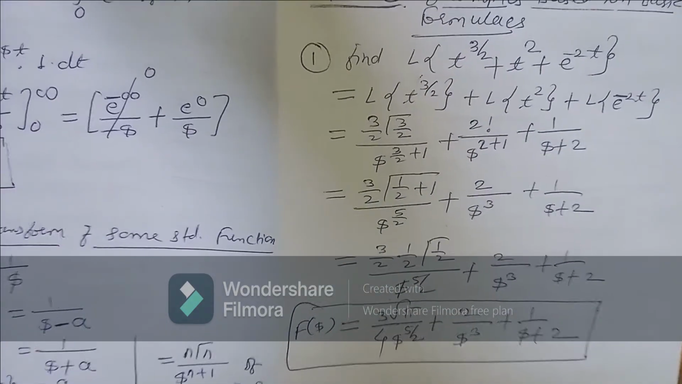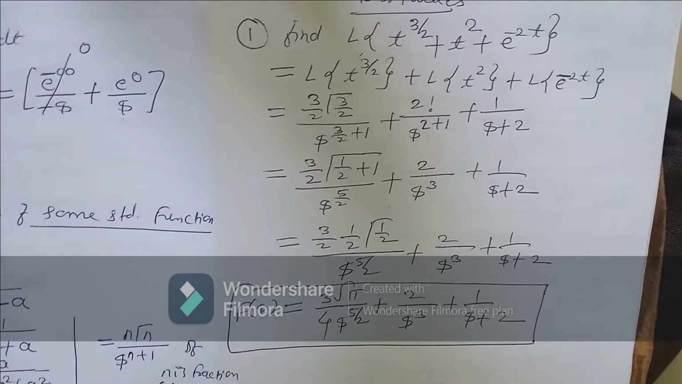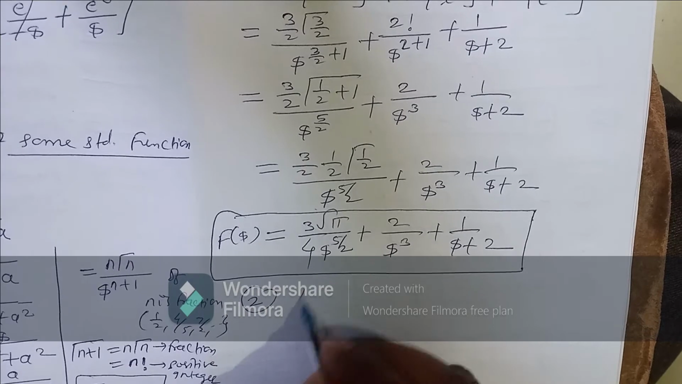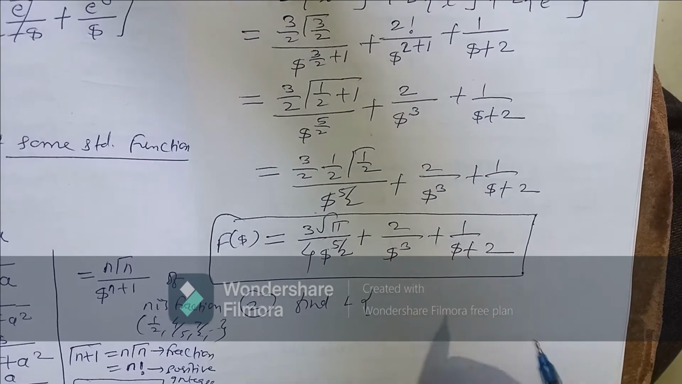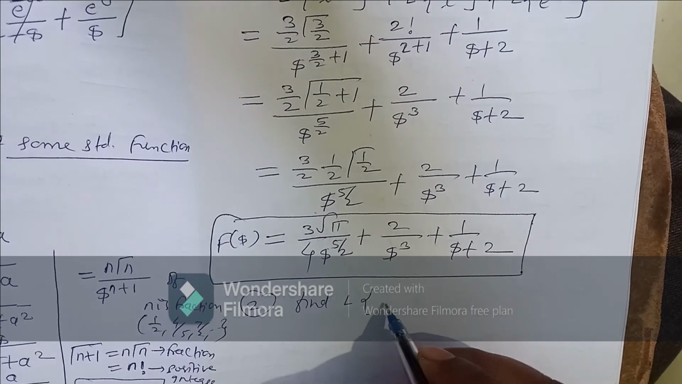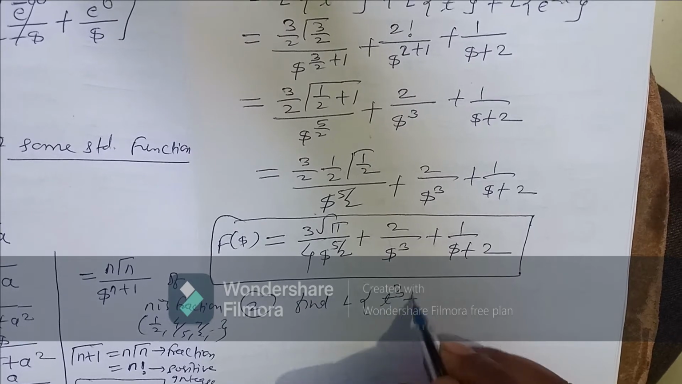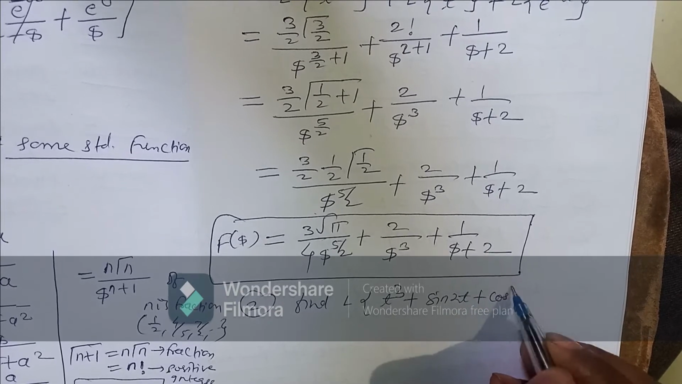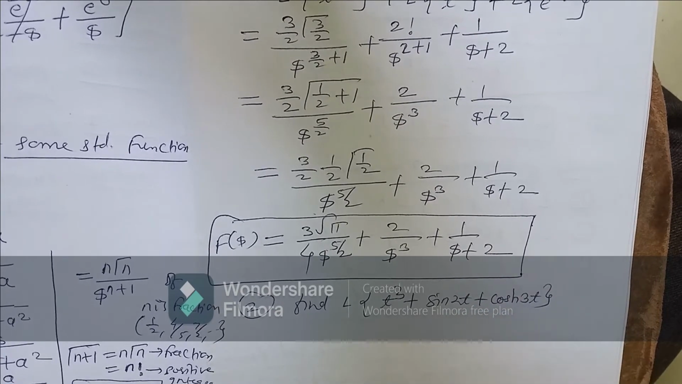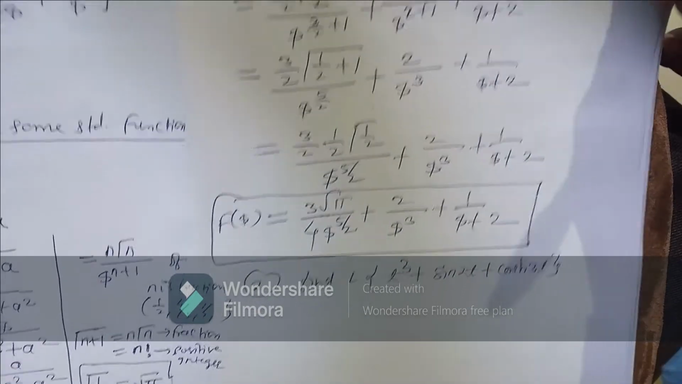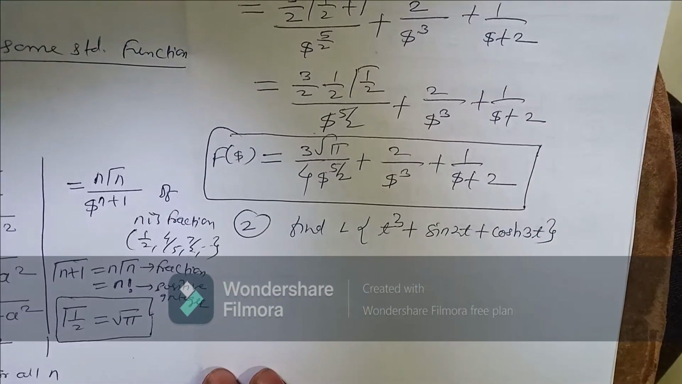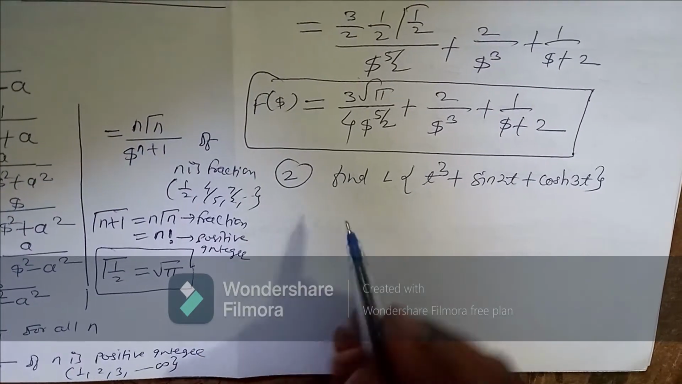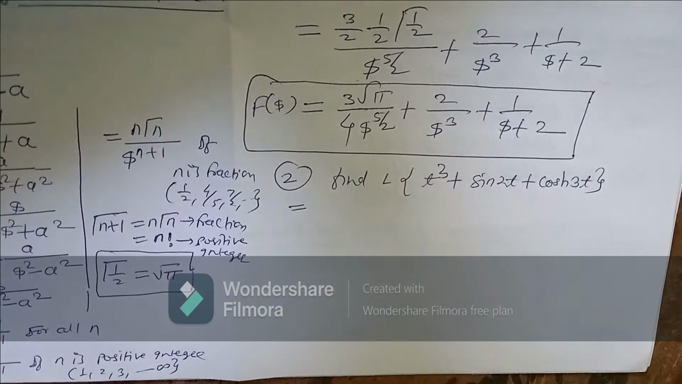Okay, now let us see the second example. Find Laplace transform of t raised to 3 plus sine of 2t plus cos hyperbolic of 3t. Okay, so this is again very simple example which is based on the basic formulas. So how to simplify this? What we have to do, just we have to write down this example as it is.